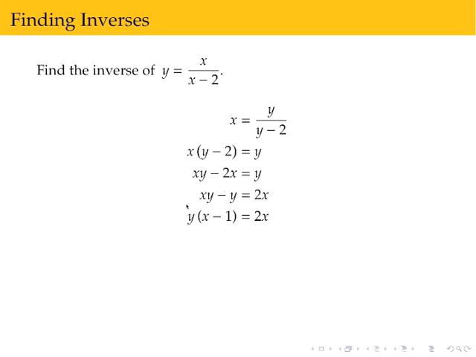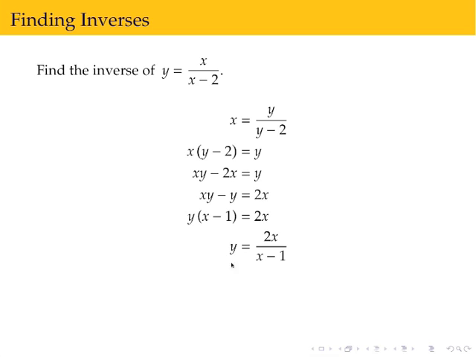Then I can factor out a y. This is important because if I'm going to write this as y equals something, I need to only have one y. Now that I have this written as y times x minus 1, I can divide both sides by x minus 1, and now I've got y equals 2x over x minus 1.